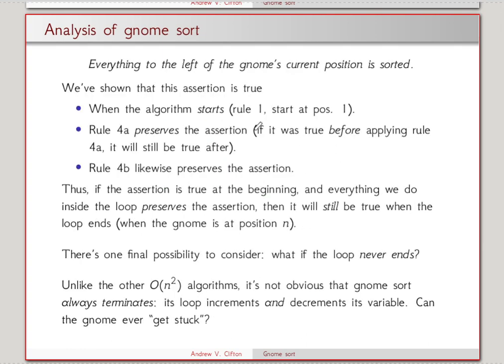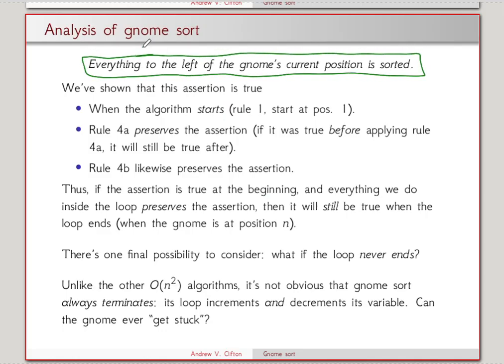So those two things together show that this basically always holds. This is always true. If it's true when we start at position 1, and the two rules that actually do things, rules 4a and 4b, both preserve it, so if it was true before 4a or 4b, it'll be true after. So no matter how many times we do rules 4a and 4b, this property will still be true when we're done.